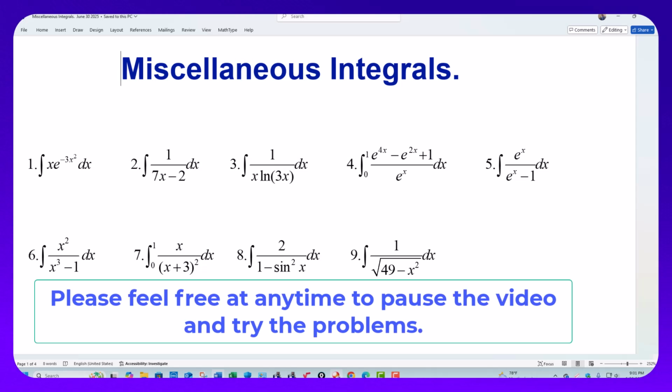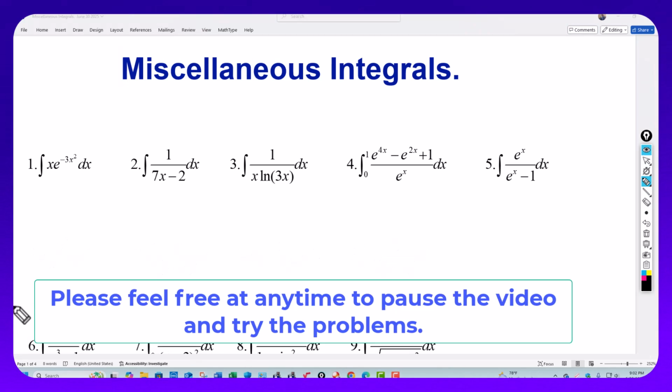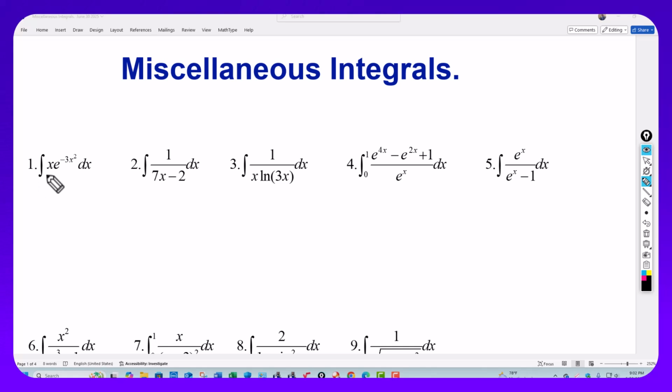In this video, we're going to look at the evaluation of some miscellaneous integrals. So let's look at the first one here. We've got the integral of x multiplied by e to the negative 3x squared power. This one's going to be a simple substitution. Let u equal the exponent here, minus 3x squared. Then du will equal the derivative of minus 3x squared, which would be minus 6x dx.